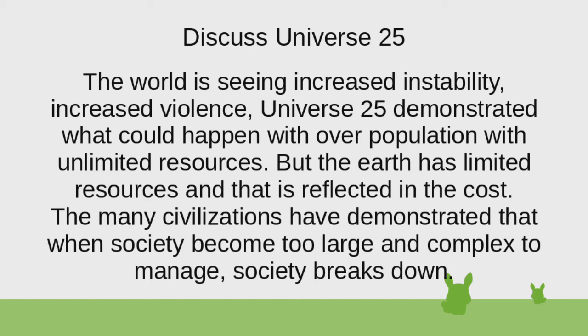Increased violence. Universe 25 demonstrated what could happen with overpopulation with unlimited resources. But the Earth has limited resources, and that is reflected in the cost. Many civilizations have demonstrated that when society becomes too large and too complex to manage, society breaks down. This can be explained by using structural demographics.